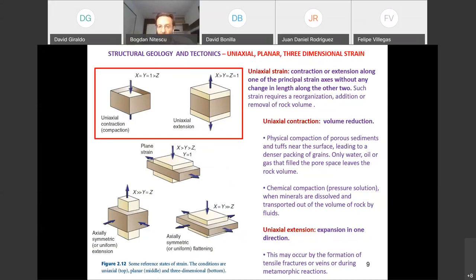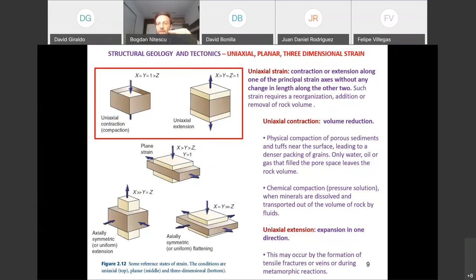Now, why are we learning this? Because this is what happens. You see physical compaction of porous sediments and tuffs near the surface. Sediments accumulate. They have fluid in between the grains. The fluid is expelled because of the weight of the new sediment that comes above it, and there is compaction of the sediments. By compaction, they become sedimentary rocks. So we are learning these things because they reflect the processes that happen in the geological environment.